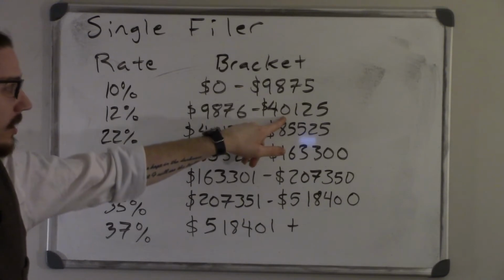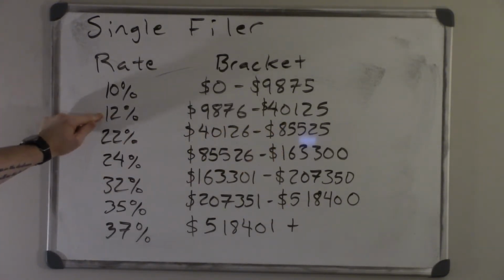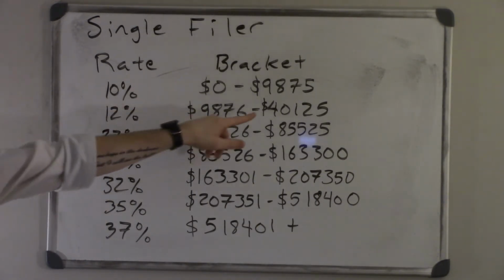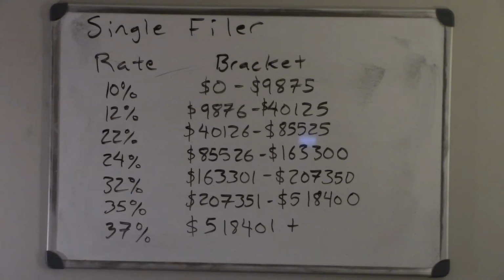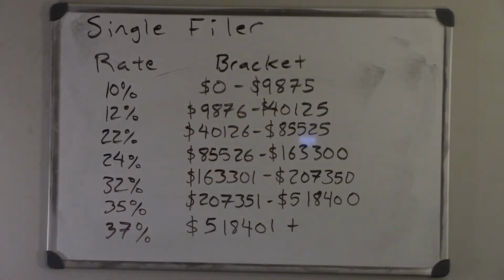So if it falls between $9,876 and $40,125, then your marginal tax rate is 12%. So if you earned one more dollar while in the middle of this tax bracket, that dollar would be taxed at a rate of 12%. However, your average tax rate is not 12%, because only the money in this bracket is going to be taxed at 12%.